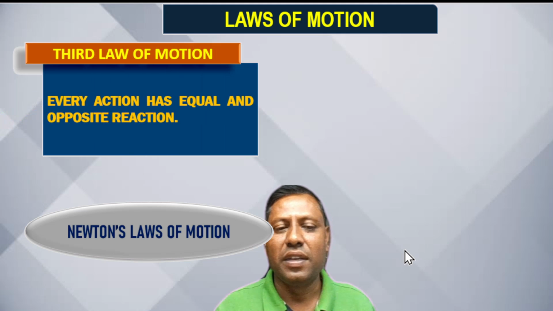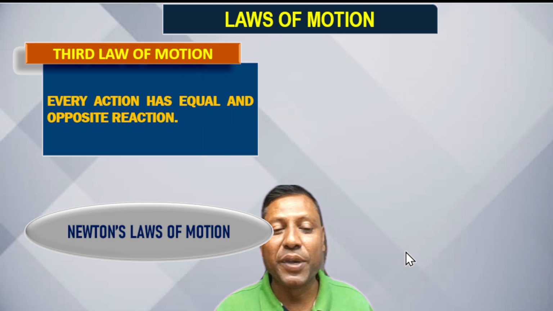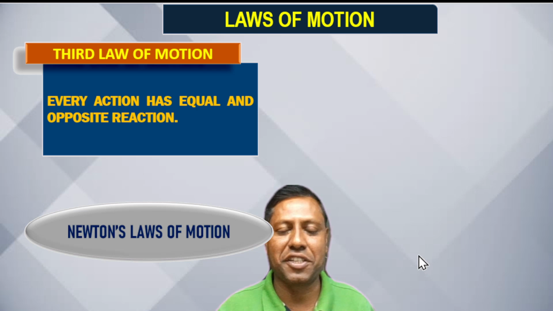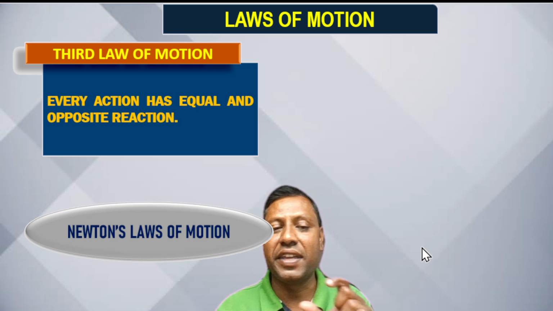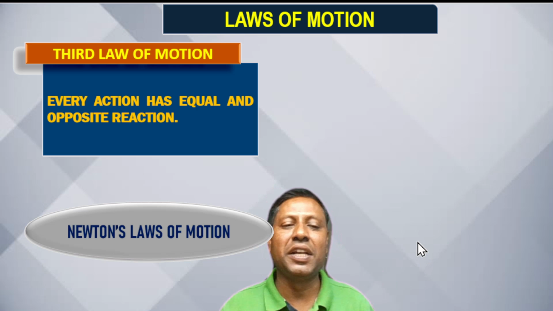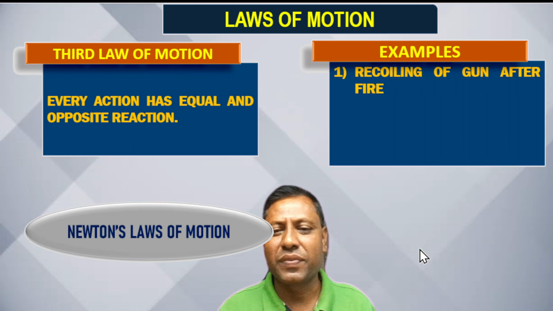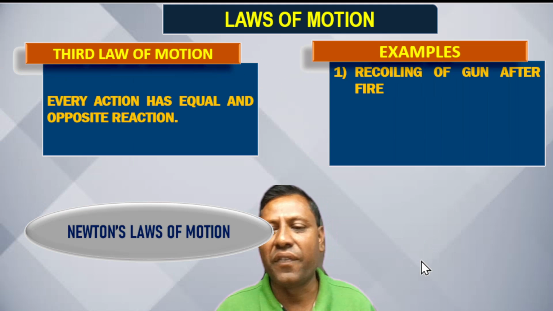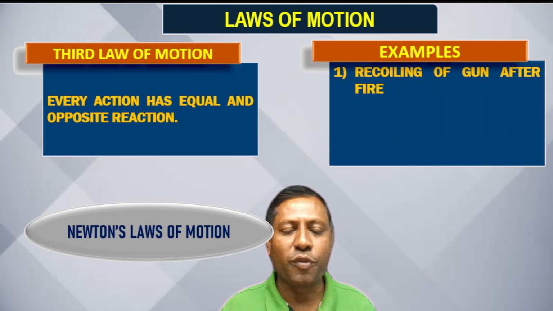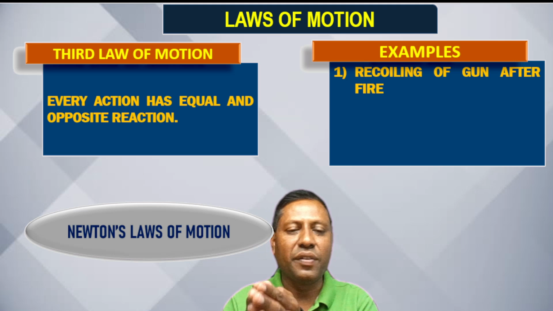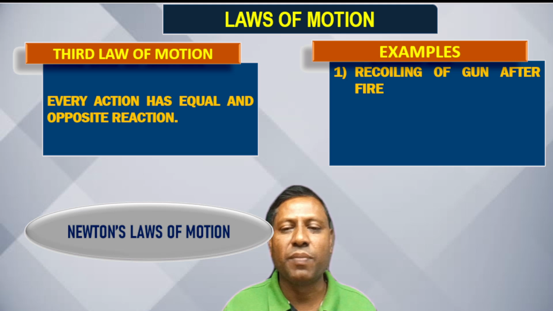What is it? Very famous statement, everybody knows about this. Every action has an equal and opposite reaction. So here action and reaction, these two terms are related to force basically. There are multiple examples. Say, recoiling of a gun after firing. If you are firing a bullet from a gun, what happens? The pistol or gun is forced back, it just bounces back. It is called the recoiling of the gun.